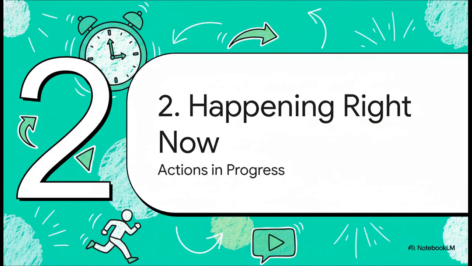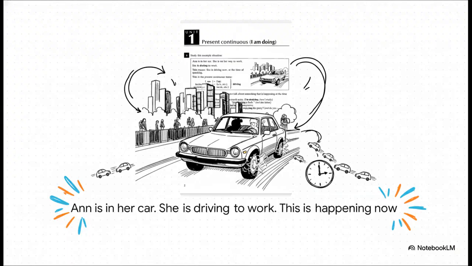Now that we've got the formula down, let's put it to work in the most obvious way, talking about an action that's happening at this exact moment. Take a look at this. It's a classic example. Anne is in her car. So we say, she is driving to work. Why? Because it's happening right now. She's not at work yet. Her drive isn't finished. She is right in the middle of that action.